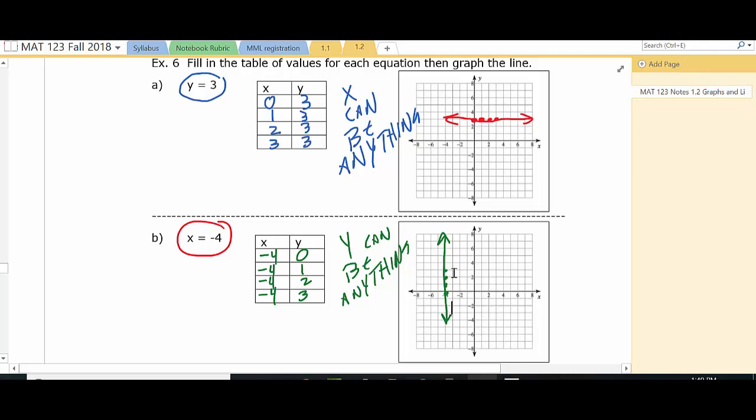Students forget it all the time. They forget it. So if you forget, you can make a chart that you just have to understand. Y is always 3 in that column, x is always negative 4.